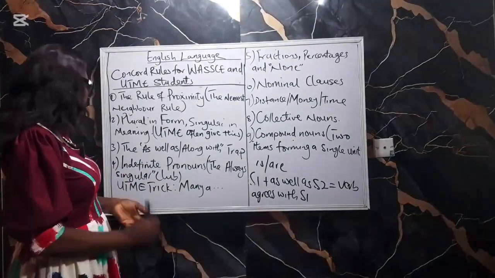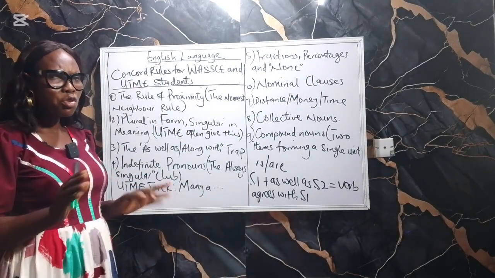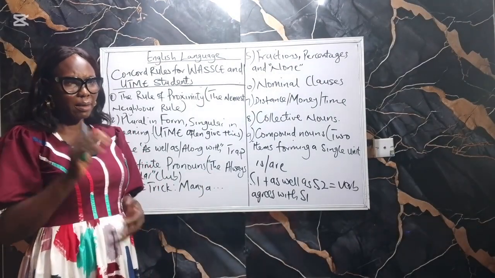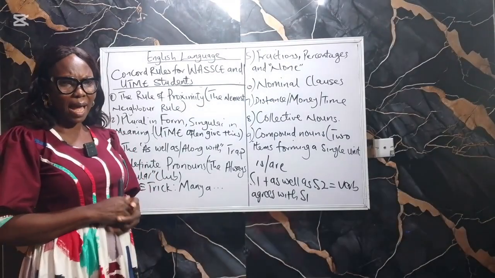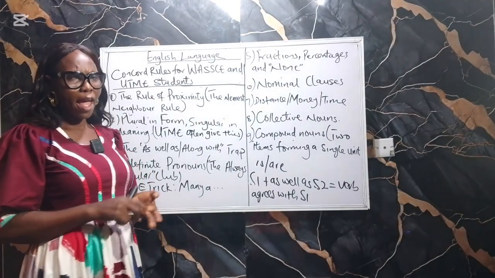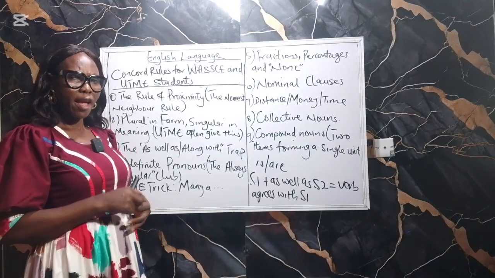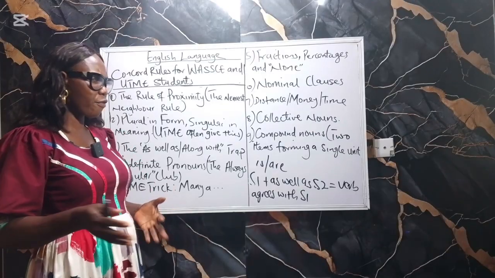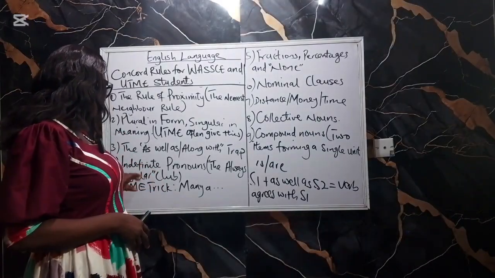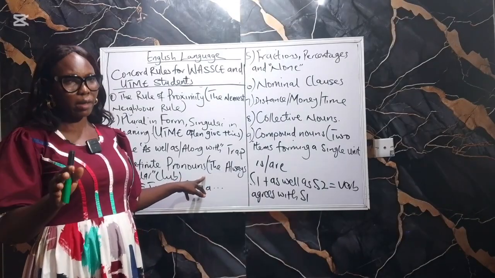Indefinite pronouns, we call them the always singular club, because once you use them, the verb will be singular. Examples of these indefinite pronouns are each, every, everyone, someone, everything, something, and so on. Those usually have their verb always singular.